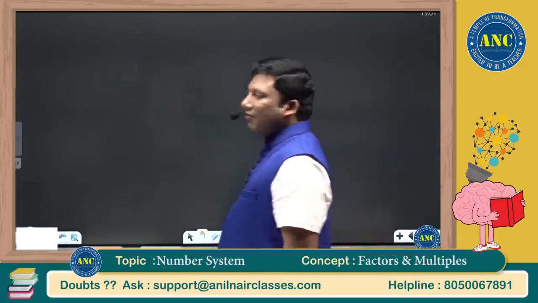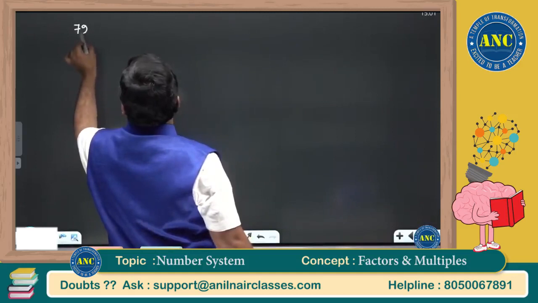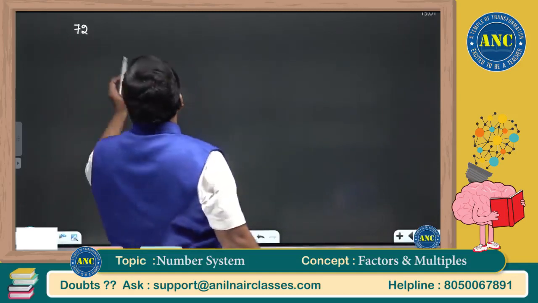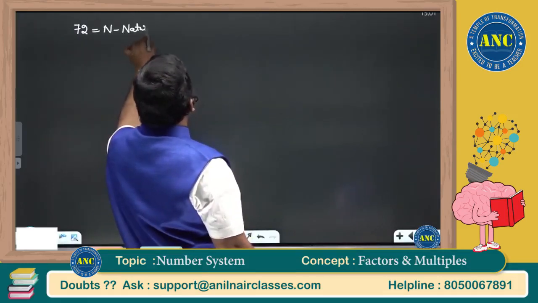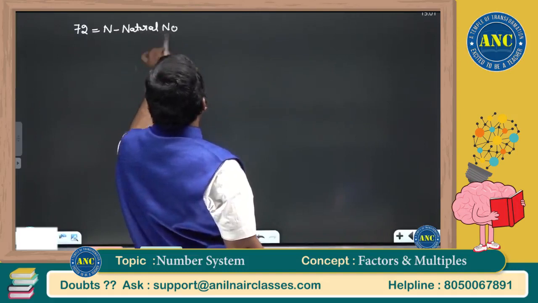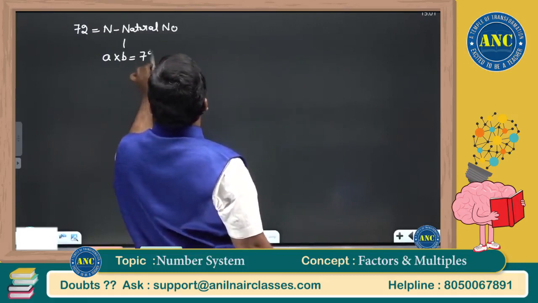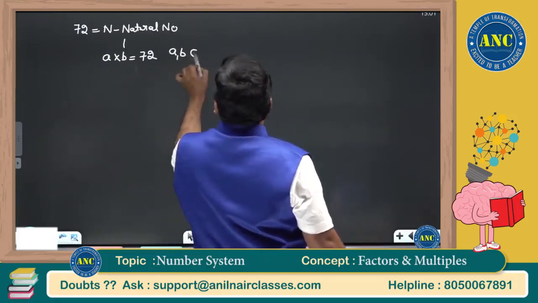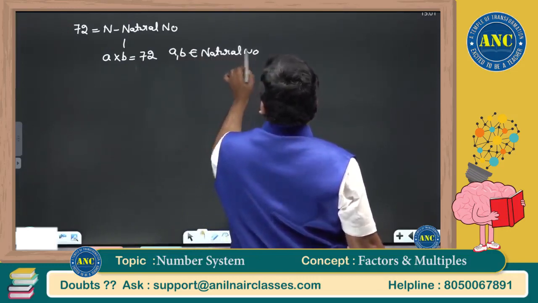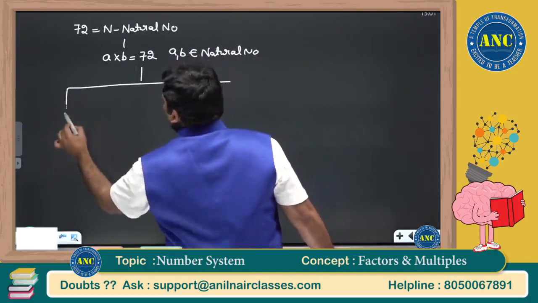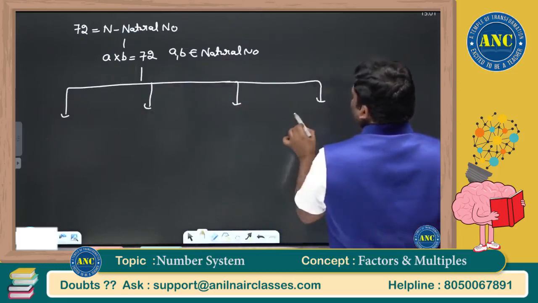Now see here. Listen carefully. Suppose 72 is there. 72 is a natural number. Listen carefully, sir. This number can be written as a product of two natural numbers, A and B, which are natural numbers. There are 4 cases that will come.